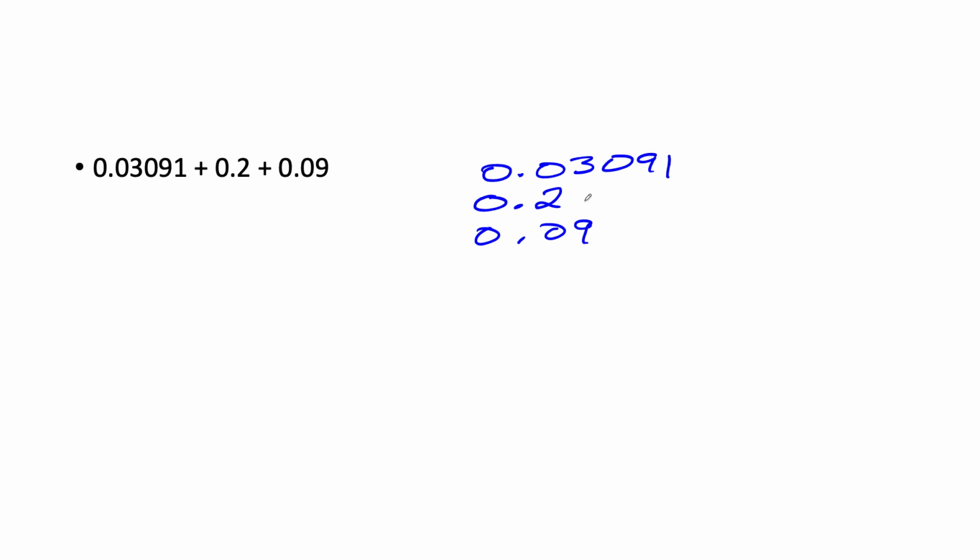Now, you notice that there are gaps. We're missing these three places and four right here. So my last significant digit is this one right here.